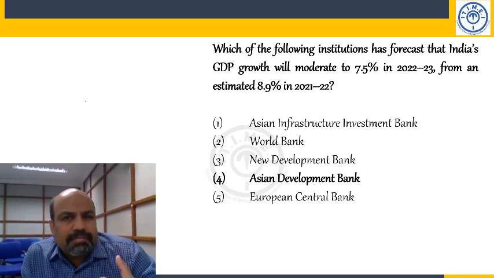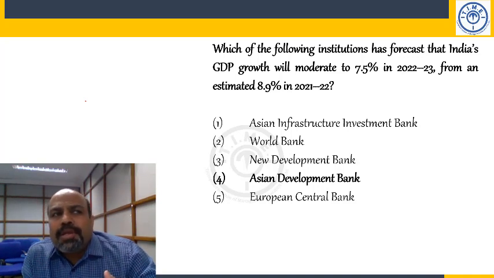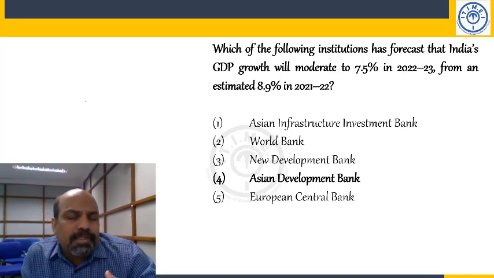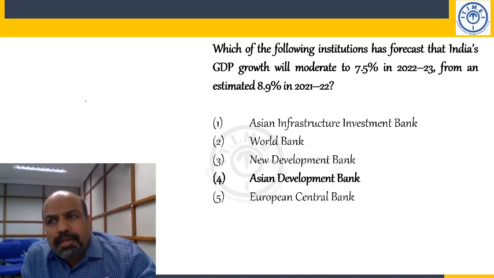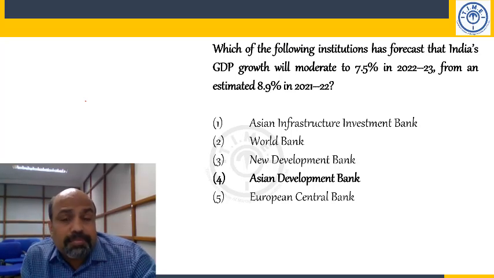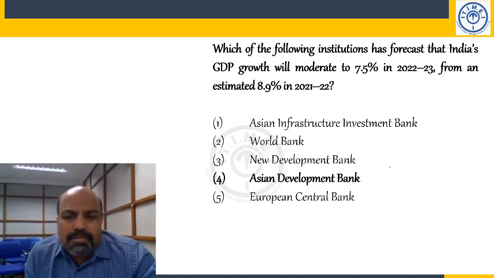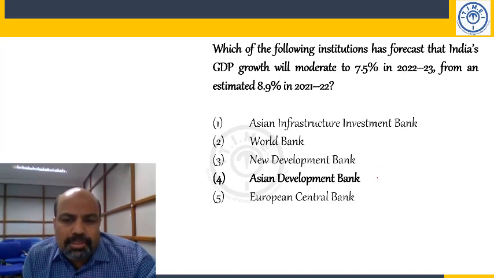Structural slowdown in China is impacting the world. Monetary tightening in the US, and then of course the conflict in Ukraine, leading to high prices of commodities, high inflation globally, and supply chain issues. All these things. I'll just tell you about two things.